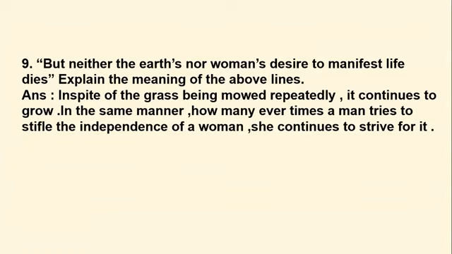So at the end of the poem, we see that in spite of the grass being mowed repeatedly, the more the grass cutter comes and cuts the grass, you see on that ground the grass continuing to grow. In a similar manner, however many times a man tries to pressurize and curb the independence of women, women are not going to stop. She is still going to continue to strive for it, work hard for it, and she is going to achieve it.